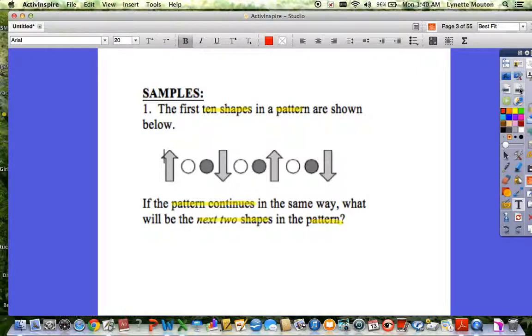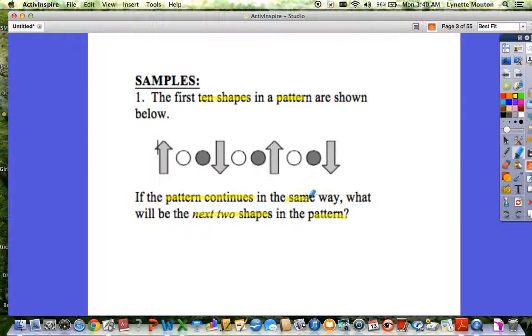And so I'm just going to move it along quickly. The 10 shapes are what we're looking at. They already tell you that it forms a pattern, and then they're telling you that the pattern is going to continue in the same way. That would have been a good word to circle there too. What will be the next 2 shapes?